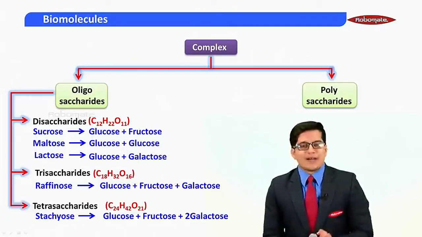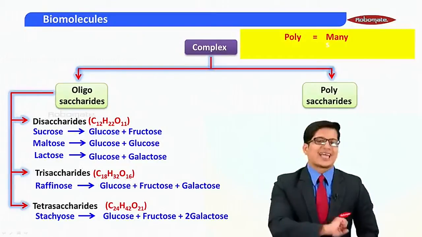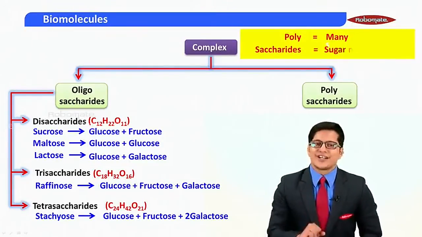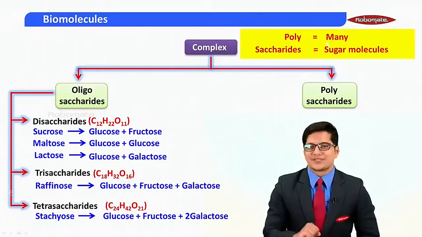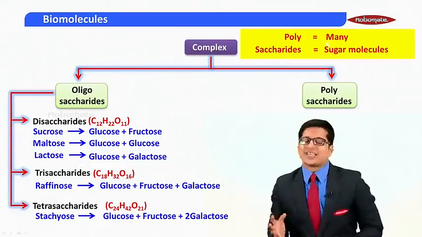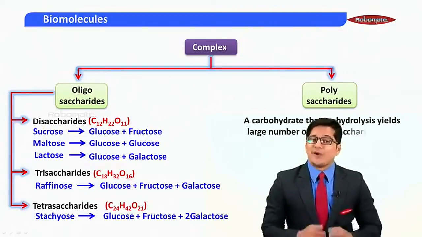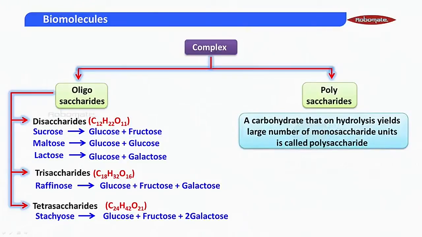Now let's start with polysaccharide. Poly means many and saccharide means again sugar or sugar molecules. Thus we can say, what are polysaccharides? These are nothing but carbohydrates which on hydrolysis will yield a large number of monosaccharide units, and the examples for this are starch, cellulose, glycogen, etc.